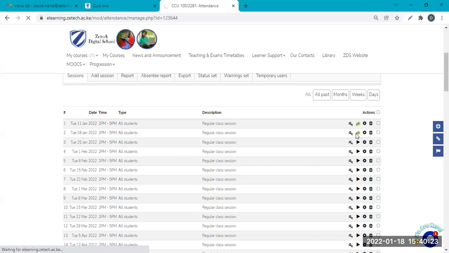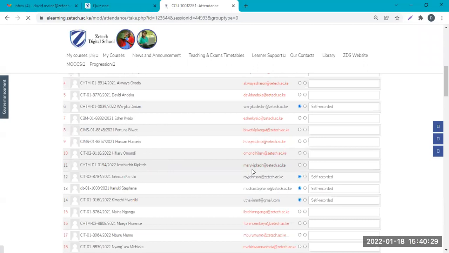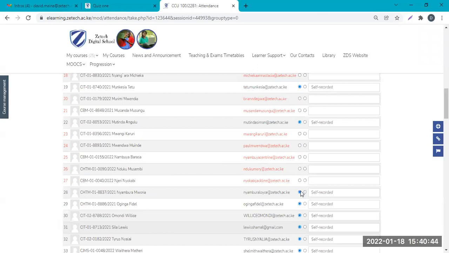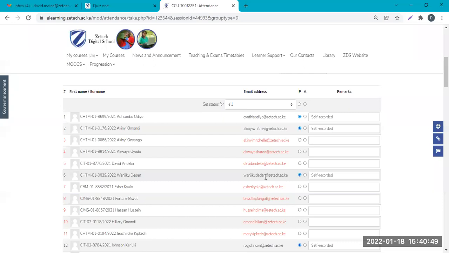You can see the people who have recorded themselves. There are more than 10. We are only 37 people. And those who have attended class, there are 32. You can see 1, 2, 3, 4, 5, 6, 7, 8, 9, 10, 11, 12, 13, 14, 15 people. Half a class already have recorded themselves.